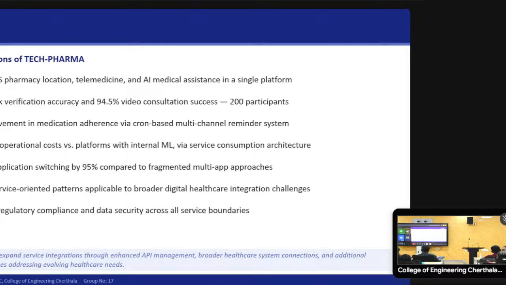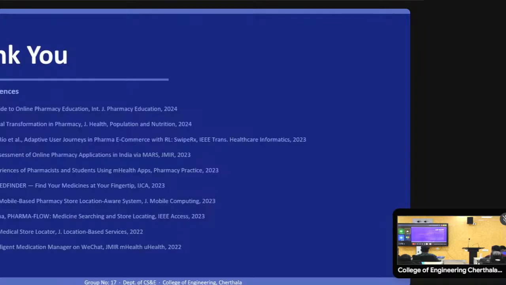This was the conclusion. To conclude, TechPharma successfully integrates pharmacy search, AI assistance, and reminders into one unified healthcare platform. It improves outcomes by a measurable percentage. Additionally, the system can contribute significantly to the future of digital healthcare. This was the reference, and thank you.